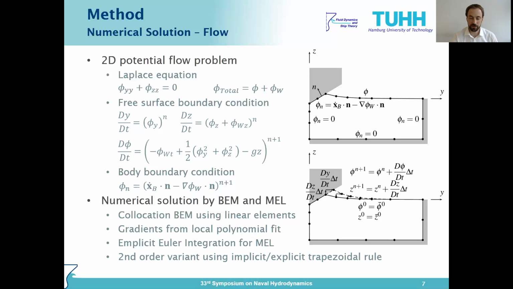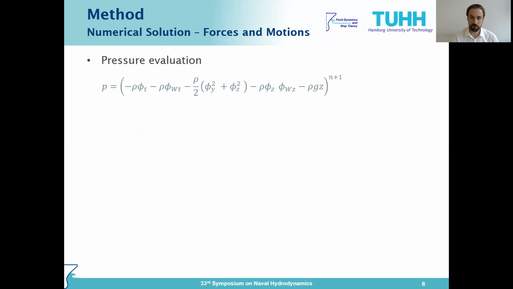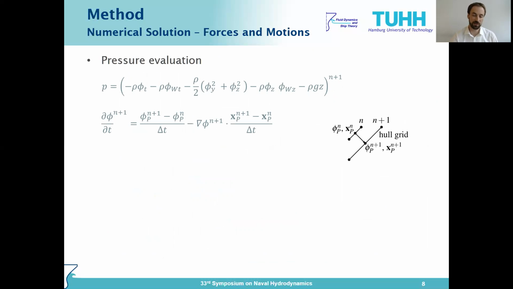Note that the upper indices n denote the time level in the formula shown here, and the lower indices n denote the normal derivative. After we've computed the flow, we can evaluate the pressure using Bernoulli's equation, and in this equation, the local time derivative is simply computed by a simple backward finite difference formula, which proved to be accurate enough in our cases, and was also quite robust and easy to use.